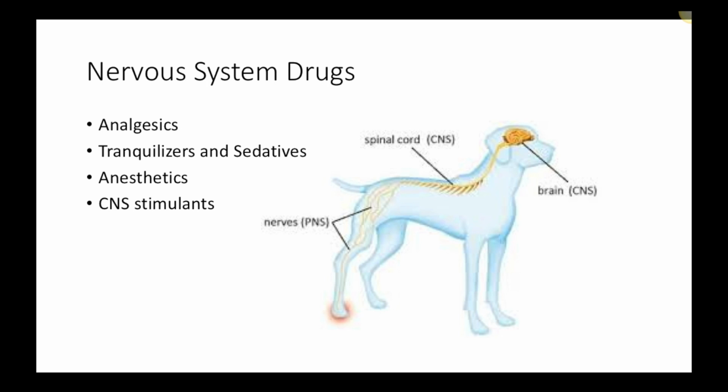So today we're going to start the big chat about nervous system drugs. These are drugs that work with the nervous system. They work with nerves, with receptors, with the cells that are involved in overall conducting impulses to the spinal cord and to the nerves. So we're talking within this analgesics, tranquilizers and sedatives, anesthetics, and CNS stimulants. So far in this lecture, we're going to cover analgesics.